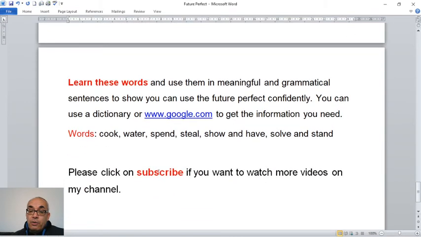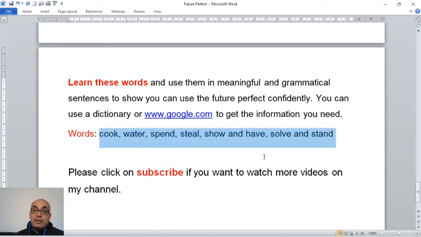Okay, these are new words for you to learn. Try to use these words in good sentences. By good, I mean grammatical and meaningful sentences. And in each sentence, try to use the future perfect and the future perfect continuous if you want.